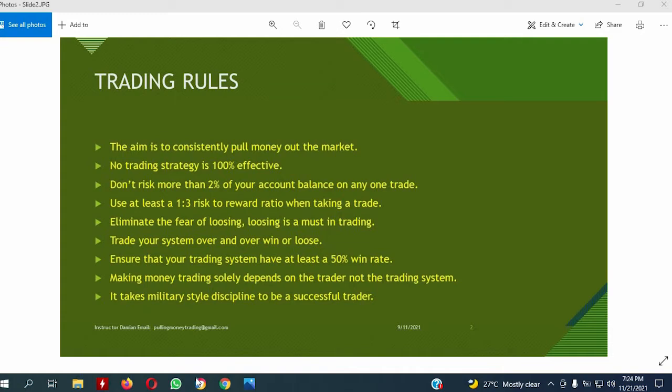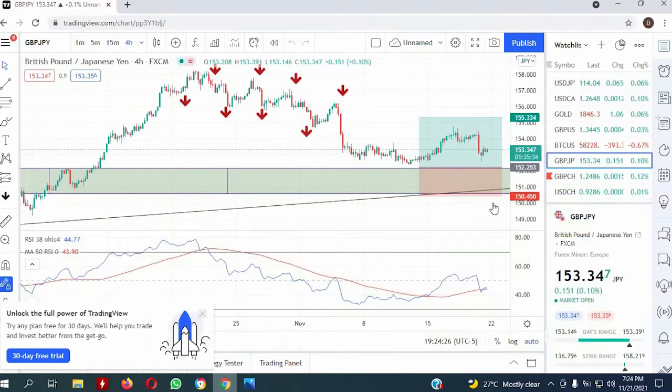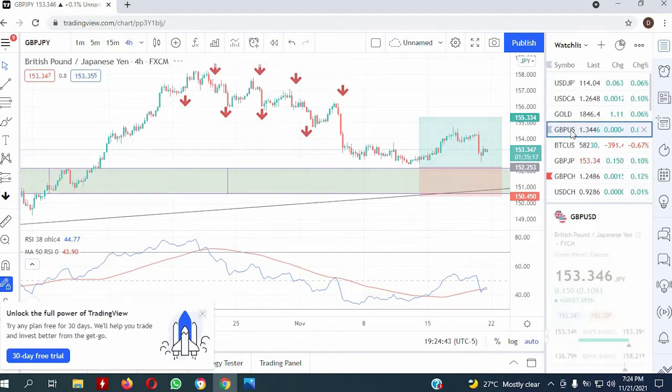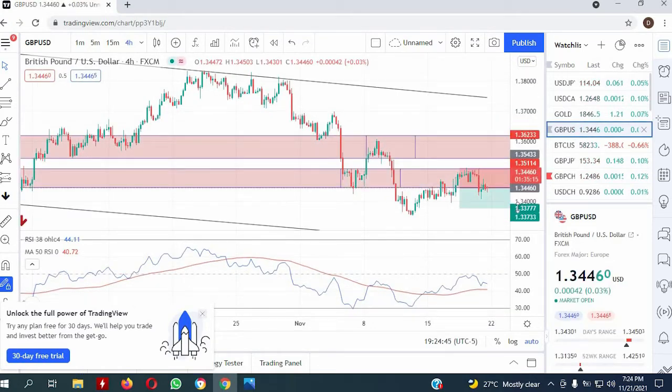So I'm going to go over to TradingView. First I'm going to go over to the GBP USD.